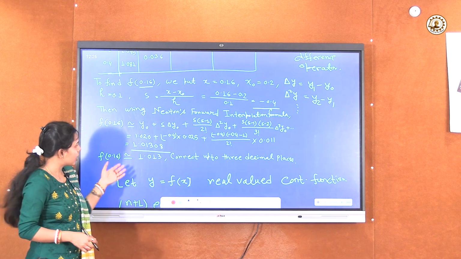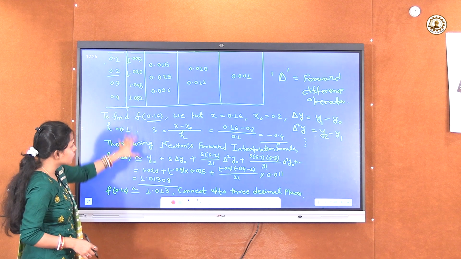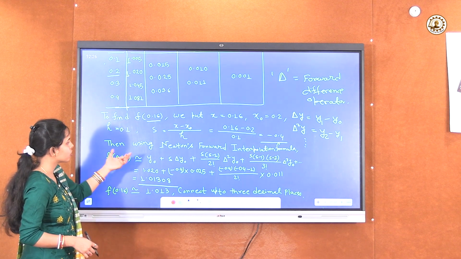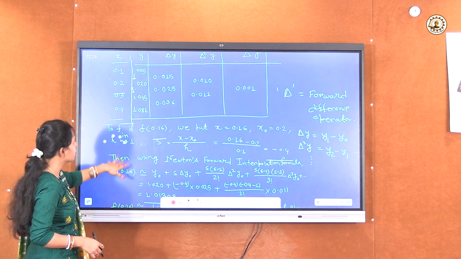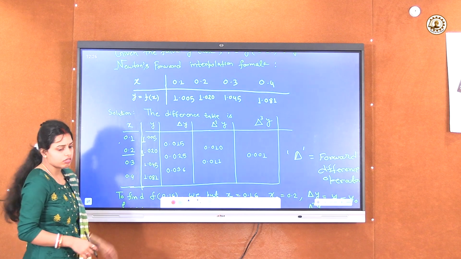So now we have discussed how to apply Newton's forward interpolation formula and solve the mathematical problem. Thank you.